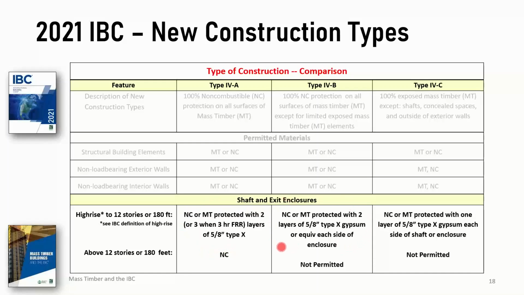Same with Type 4B. The ratings are a little bit less, but the protection is basically the same, slightly less in the case of 3-hour elements. And then in Type 4C, the shafts and exits can be mass timber. They can also be non-combustible, of course, but the mass timber is protected with one layer, or 40 minutes, we'll see, of gypsum. And they still have to be rated for the full time, typically a 2-hour rating for shafts.